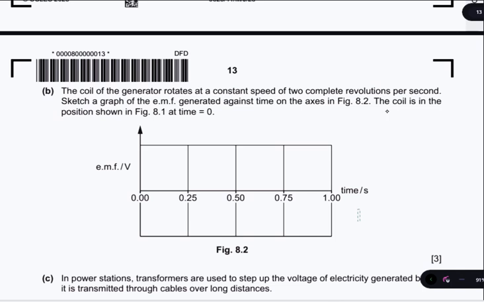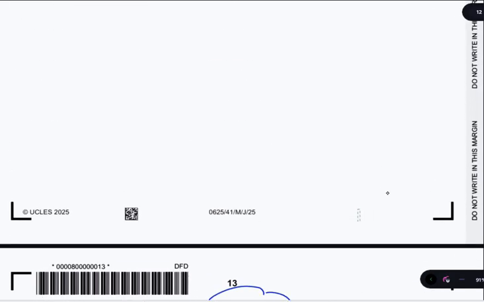Sketch. Right, the coil of the generator rotates at a constant speed. Of course, it is rotating at a constant speed of 2 complete revolutions per second. Sketch a graph of the EMF generated against time on the axis in fig 8.1. The coil is in the position shown, right? So it's very key to capture those things.